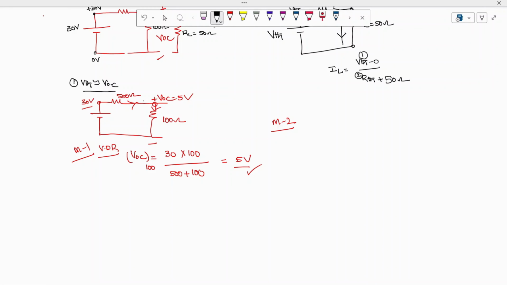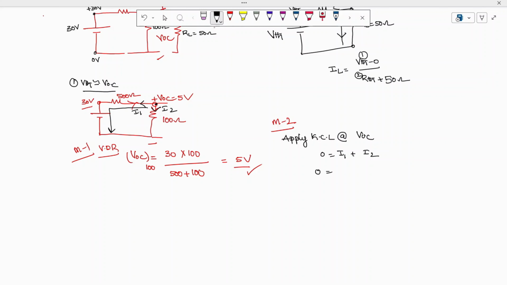I'm going to mark this current as I1 and this current as I2. Now apply KCL at the node VOC. Here you can see no current is entering, so the entering currents are 0 and the leaving currents are I1 plus I2. So 0 is equal to I1 plus I2.